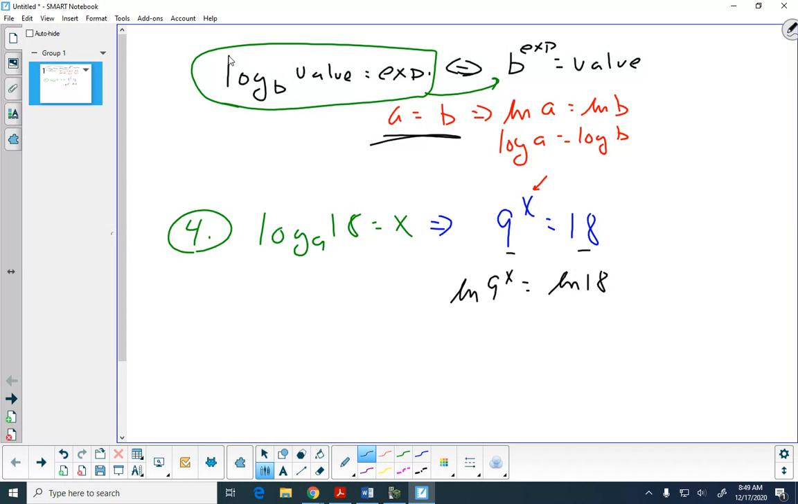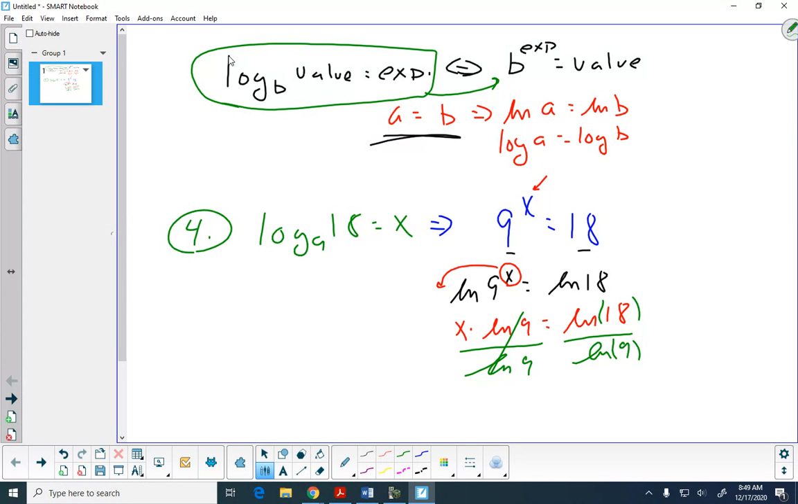Because that variable of x, what can we do with that variable of x? Thaddeus, what can we do with this variable of x? With the logarithm? You can move it to the front. We can move it out front. So we have x times the ln of 9 is equal to ln of 18. Now to solve this problem, we want to solve for x. What are we going to do to both sides, Riley, to solve for x? Divide by ln of 9. So these cancel. So we have x is equal to ln of 18 divided by ln of 9.